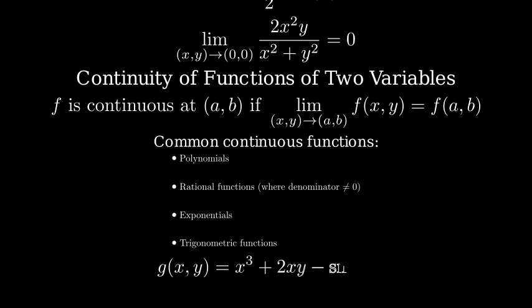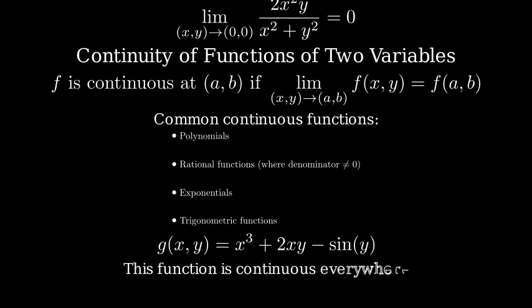Let's look at an example of a continuous function. g(x, y) equals x³ plus 2xy minus the sine of y. This function is continuous everywhere because polynomials and sine are continuous everywhere.